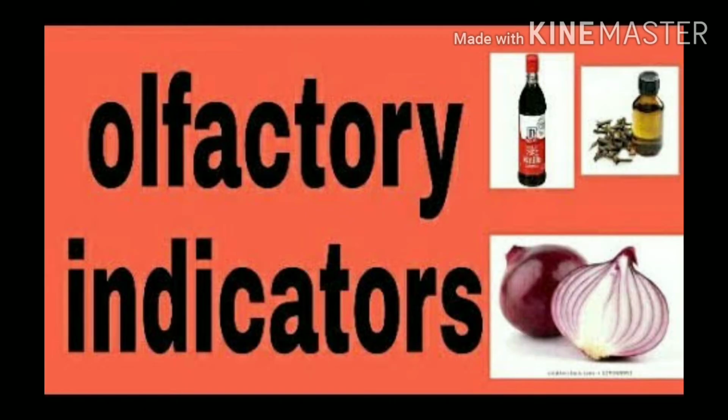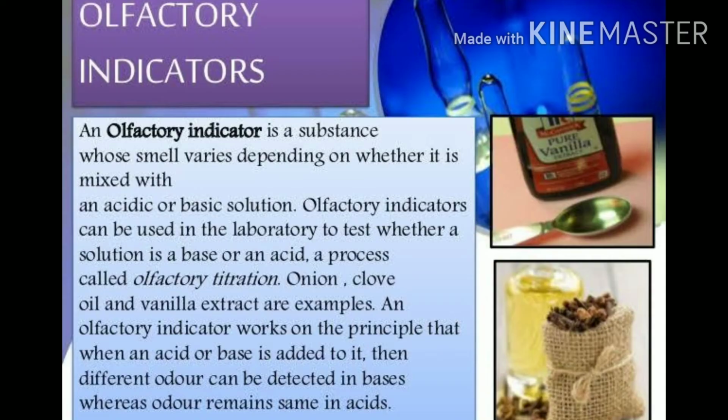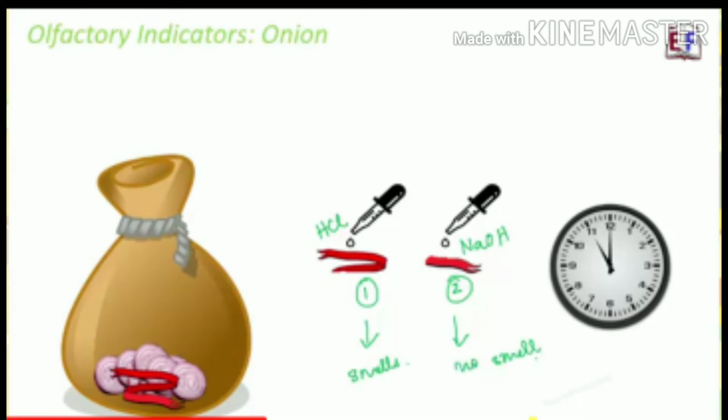Now let us study a special class of indicators called olfactory indicators. They are defined as indicators whose smell changes depending on mixing with an acidic or basic solution. Some examples of olfactory indicators are onion extract, vanilla essence, and clove oil. Let us try to understand this with the help of an experiment.